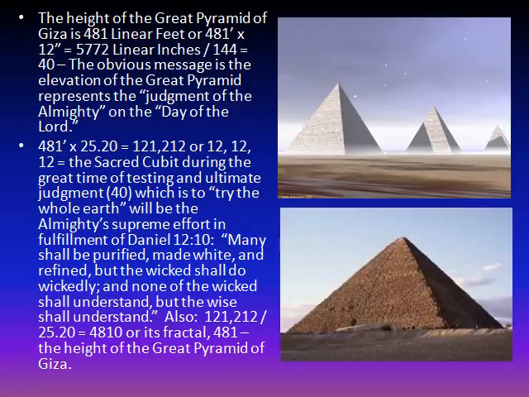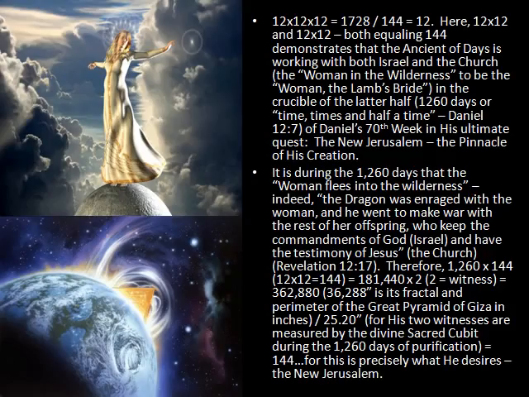Also, we have 121,212 divided by the measurement of the sacred cubits, 25.20, is equal to 4,810, or its fractal, 481, which again is the height of the Great Pyramid of Giza. 12 times 12 times 12 is equal to 1728, divided by the 144 of the New Jerusalem is equal to 12.